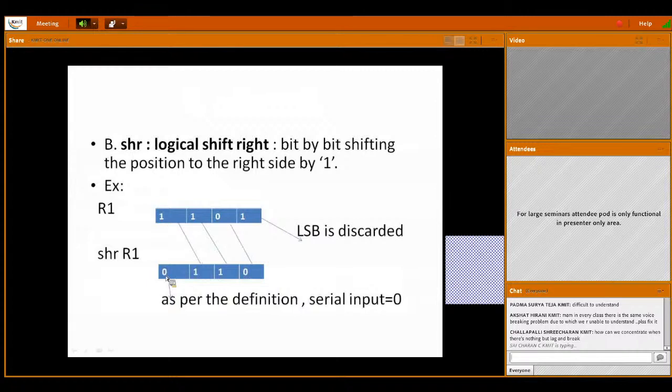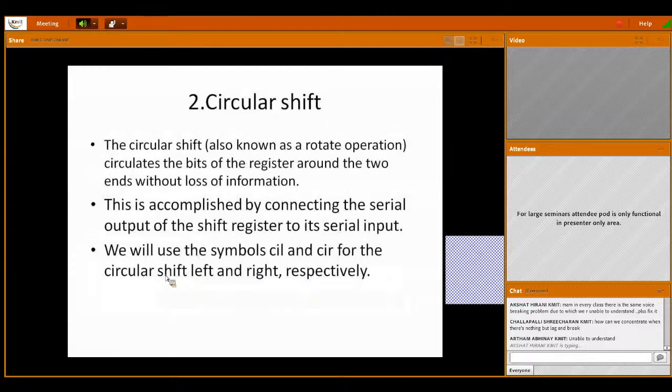Now, coming to the second type, which is the circular shift micro operation. When you see the logical shift, left or right, you are going to discard either an MSB bit or an LSB bit. If it is a logical shift left, the MSB bit is discarded, which means that data is lost. If it is a logical shift right, then the LSB bit is discarded, or the LSB data is lost.